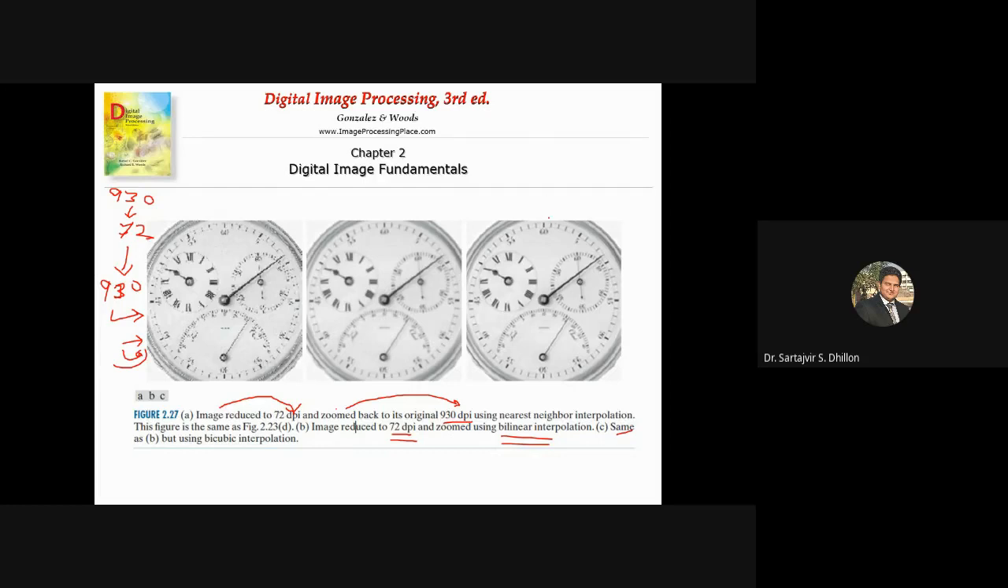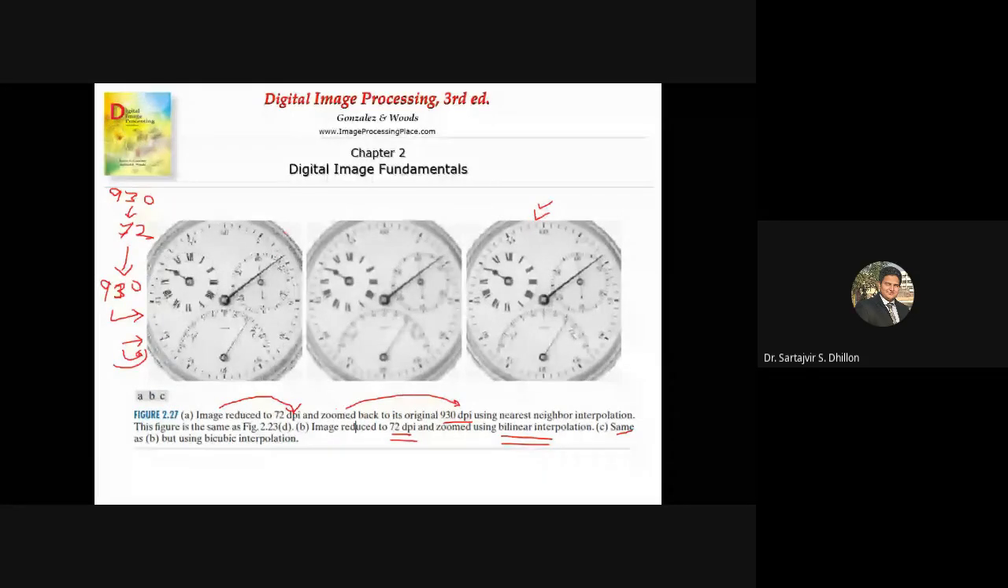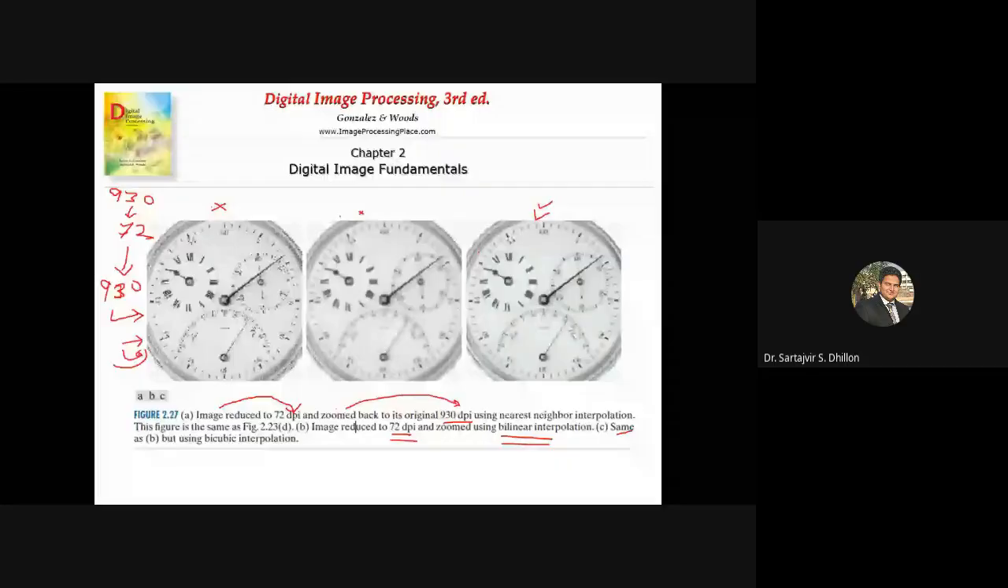we can estimate, as in this example, that the bicubic is performing well as compared to the nearest neighbor and the bilinear. So both are not much successful as compared to the bicubic to recover that particular image.